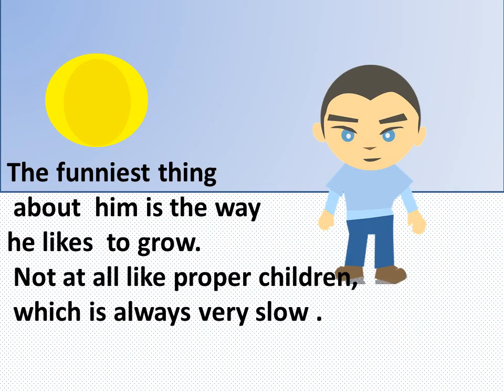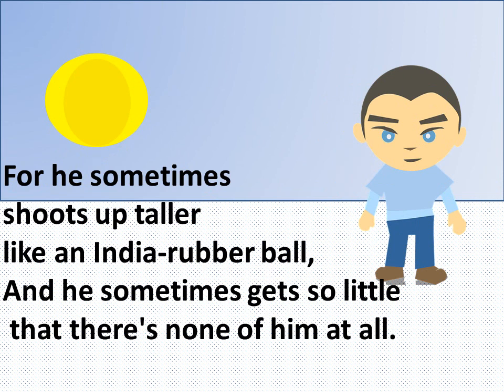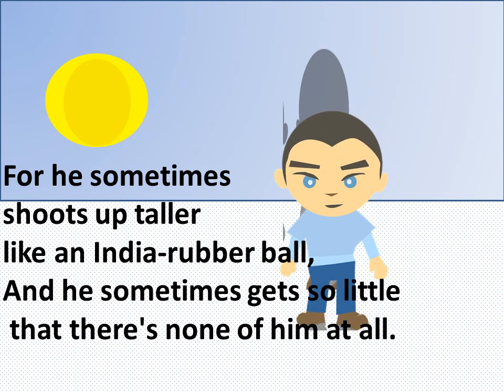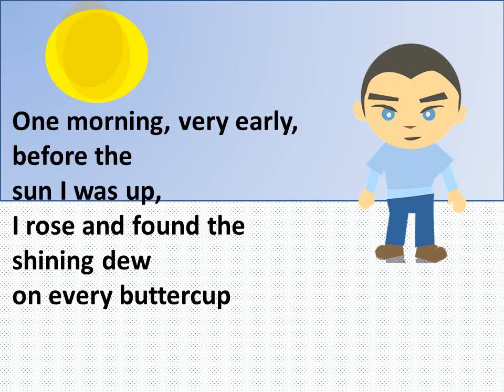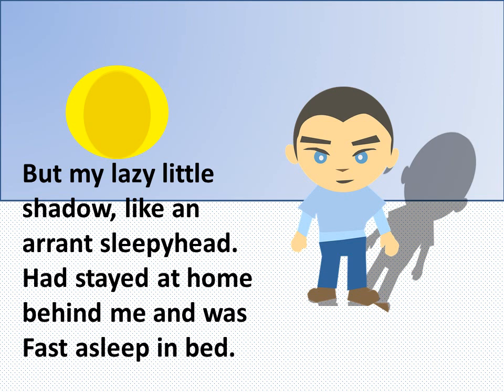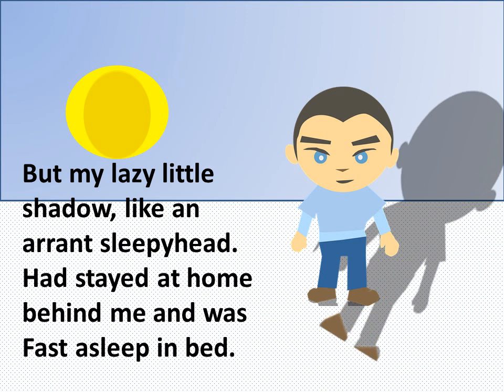The funniest thing about him is the way he likes to grow. Not at all like proper children, which is always very slow. For he sometimes shoots up taller, like an India rubber ball, and he sometimes gets so little that there is none of him at all. One morning, very early, before the sun was up, I rose and found the shining dew on every buttercup. But my lazy little shadow, like an errant sleepyhead, stayed at home behind me and was fast asleep in bed.